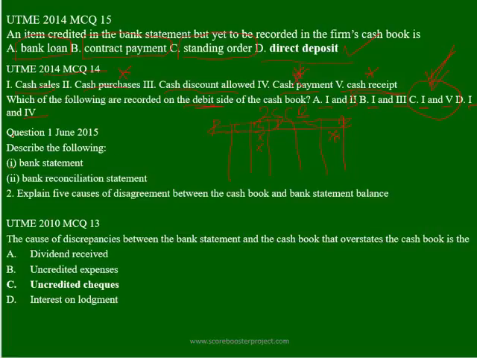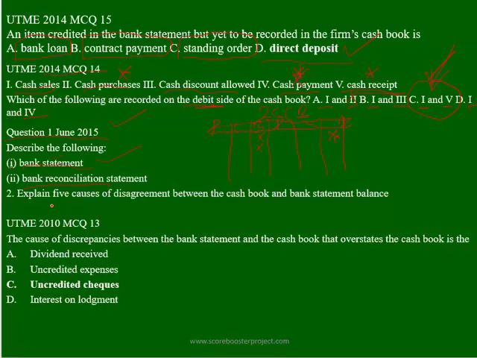Now, this one is for YX students, June 2015. The examiner wants us to describe the following: bank statement. This is a document the bank gives to you every month or at a regular interval on your request to show your balances with the bank. That's what we call a bank statement. However, a bank reconciliation statement is a statement prepared to reconcile the differences between the bank statement and the bank column of our cash book. You get your answer simple.